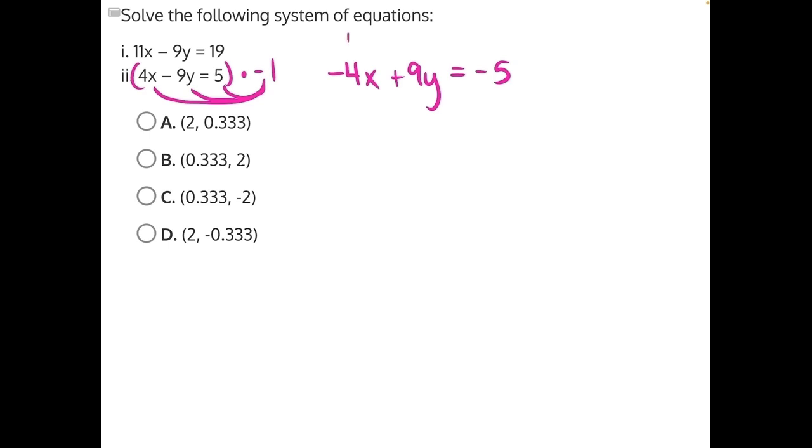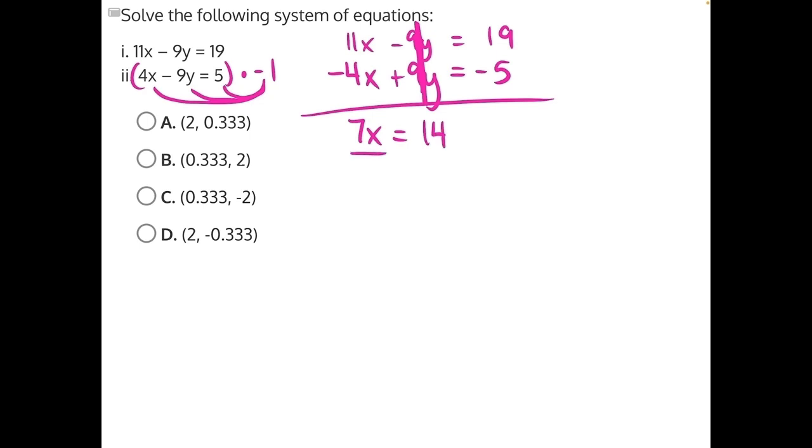Now we can add on the first equation and combine them to eliminate our y variables. These will cancel each other out, or be eliminated, and now we just add. 11 plus a -4 is the same thing as 11 minus 4, which is 7x, is equal to 19 plus -5, or 19 minus 5, will give us 14. Then 7 is being multiplied to x, so to isolate, we need to divide both sides by 7. These will cancel, giving us x is equal to 14 divided by 7, which is 2.